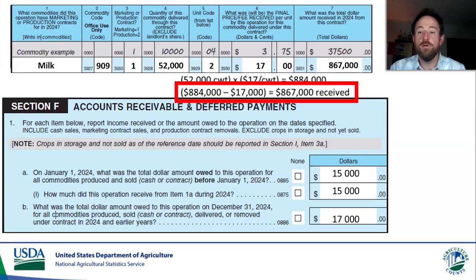This value would be reflected in a later section. Lastly, why don't you add $15,000 to the amount received in column 7, which was owed to him at the beginning of the year? Well, that's because the contract section excludes anything sold or delivered outside of our reference year.